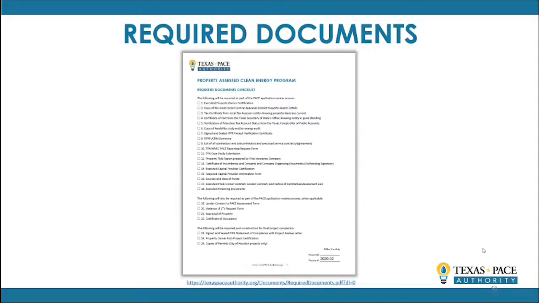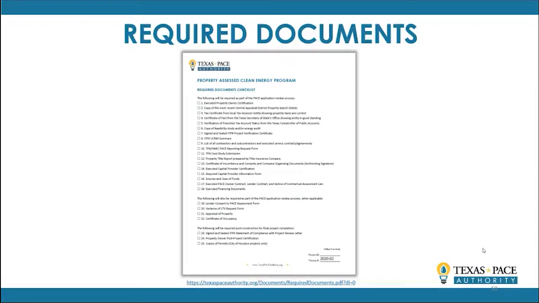So here is our required documents checklist. It contains a list of documents, some of which are part of your typical underwriting process. Others are specific to the Texas PACE process, and all of these documents need to be received in order for Texas PACE Authority to perform its legal and technical review.